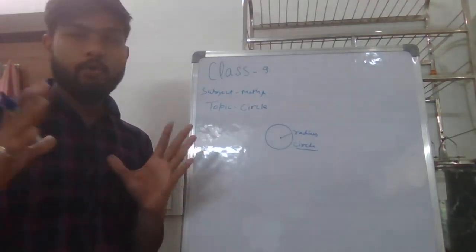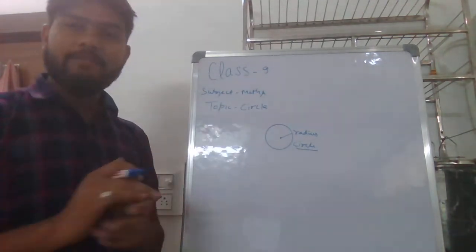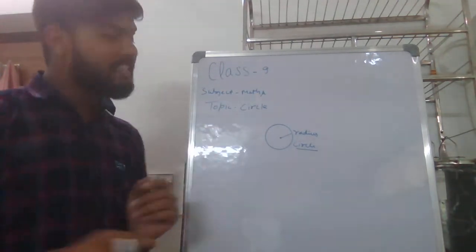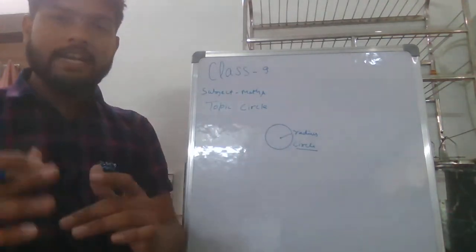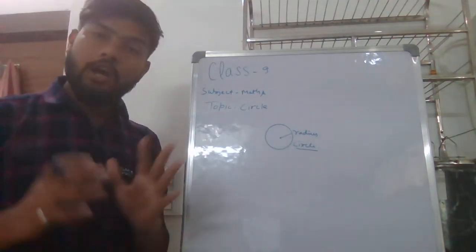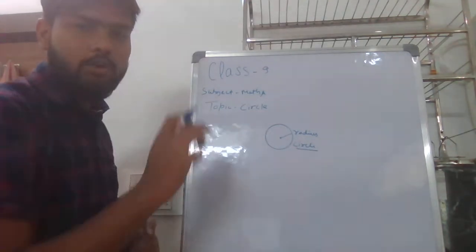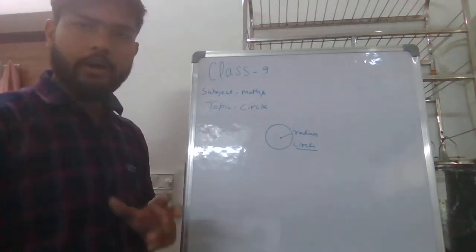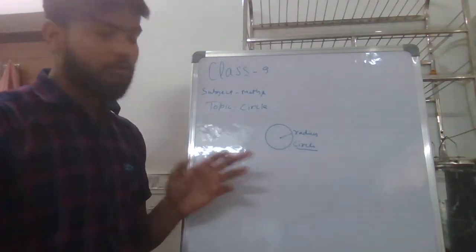We have to locate a point P outside the circle, a point Q inside the circle, and a point R on the circle. For that you have to draw the circle. I will do it on the whiteboard and you do it in your notebook. So let's draw this circle, and you have to name this circle.